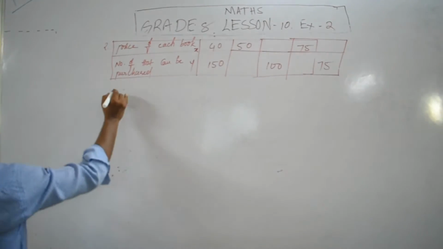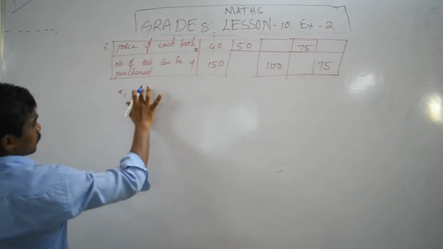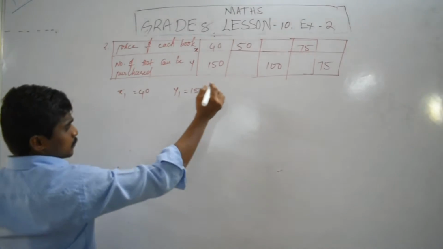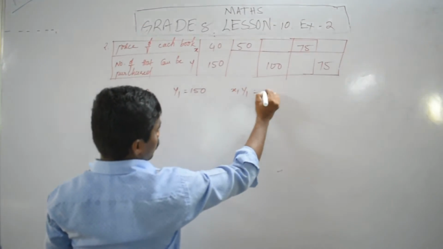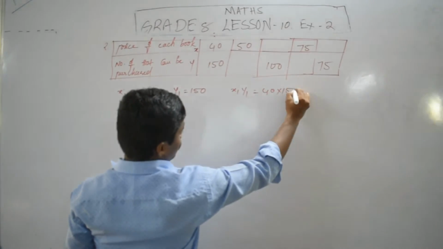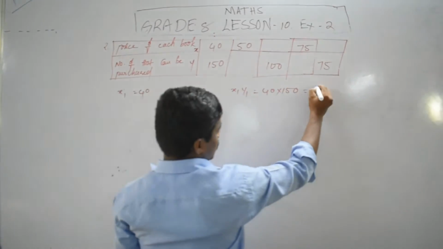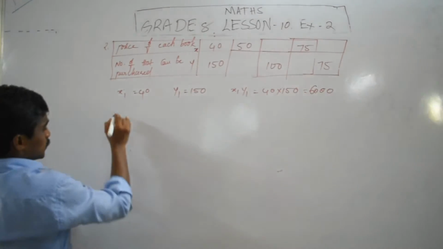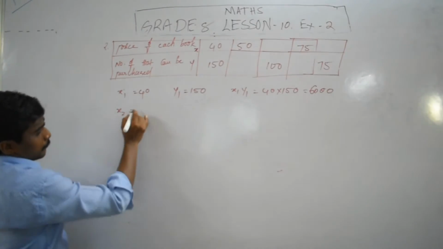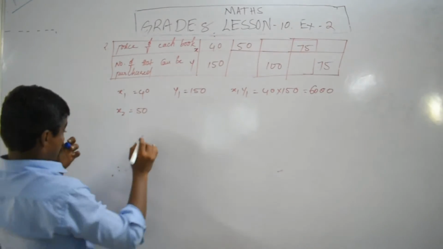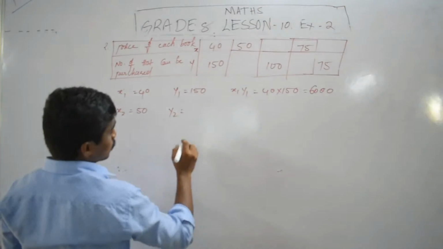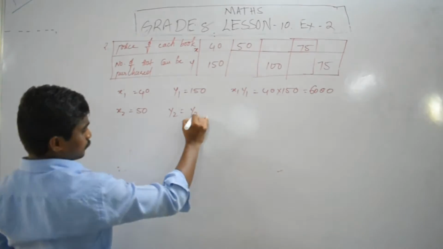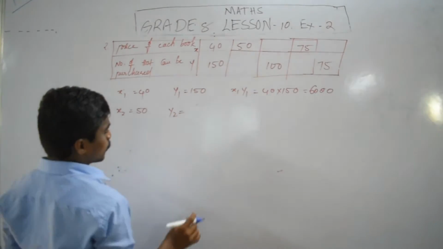Here see, x1 40, y1 150. So x1 cross out to y1, 40 cross out to 150, 15 fours are 60, 6,000, 2 zeros. And next one, x2 quantity how much? 50. y2 quantity how much? Like we don't know y2.